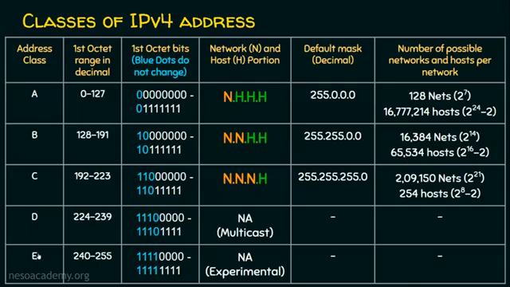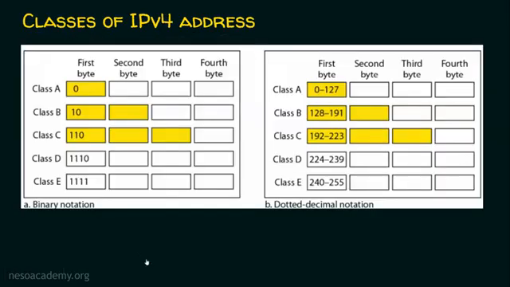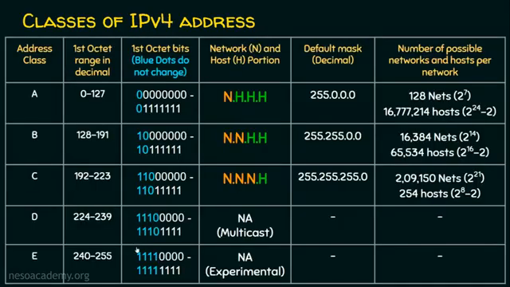Let's now move on to class E. In class E, we know the starting of the IP address will be all 4 ones. When all 4 ones are fixed, we have only 4 bits remaining. In these 4 bits, the starting will be all zeros and the ending will be all ones. When it is all 0 in the last 4 places of the first octet, the decimal equivalent will be 240 and the final value will be 255. So the starting of class E is 240 and the ending of class E is 255.